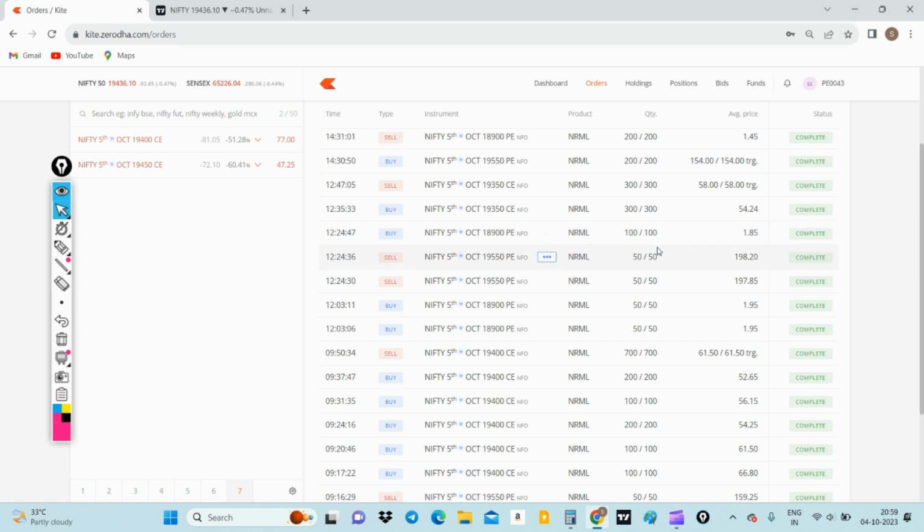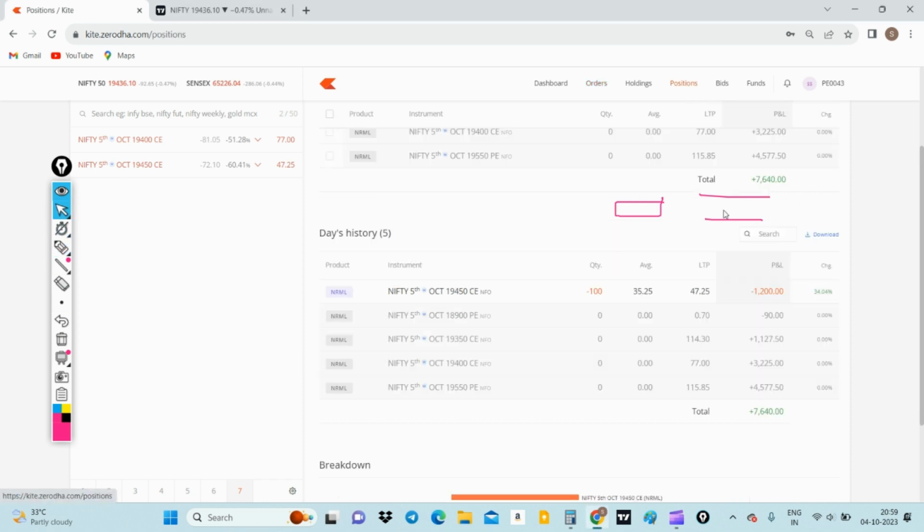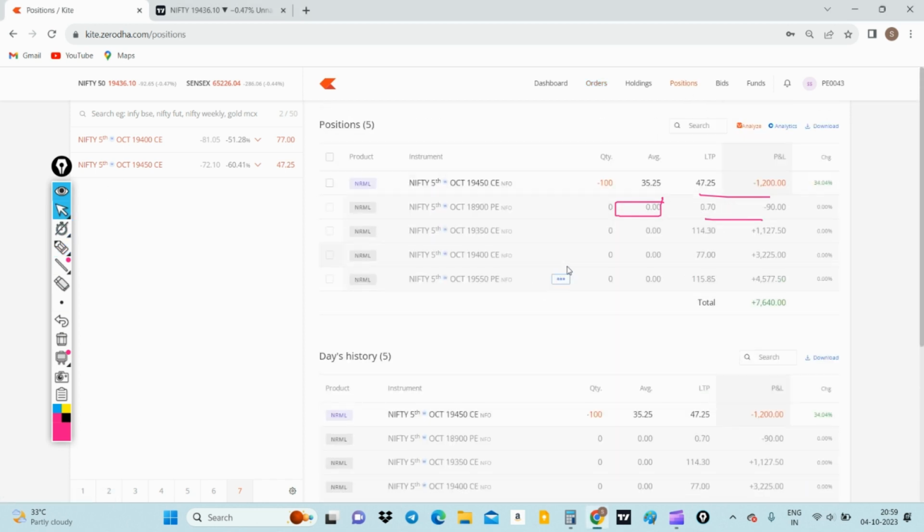For the capital that I used for this second trade, 300 into 50 rupees, if you calculate it, is around 15,000 rupees overall. For the 19,350 call, I was able to make around 1,000 rupees. So from today's both trades, I was able to make around 4k profit. So that's it for day 7.